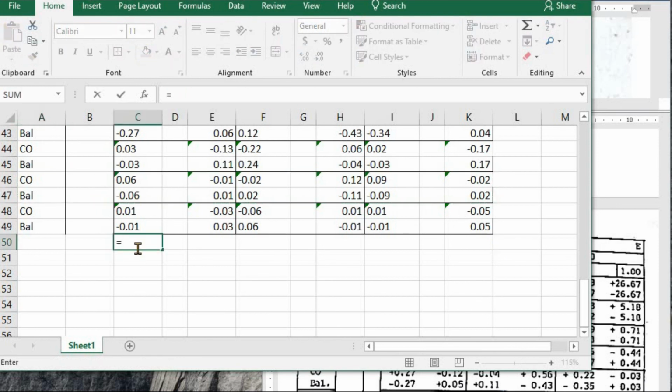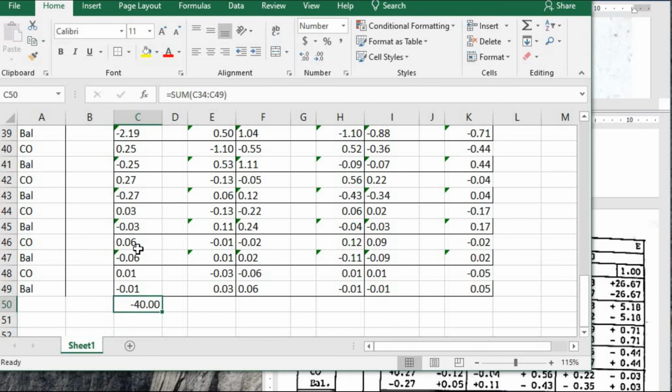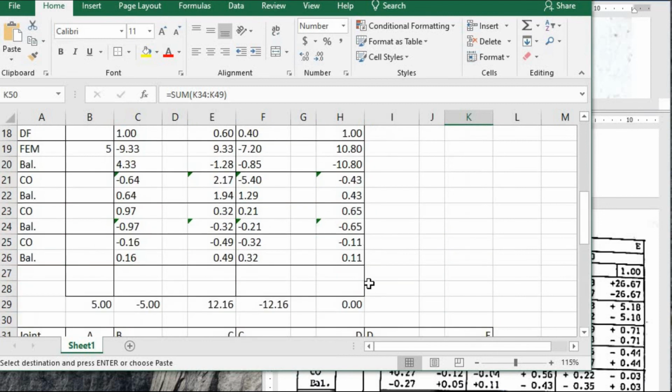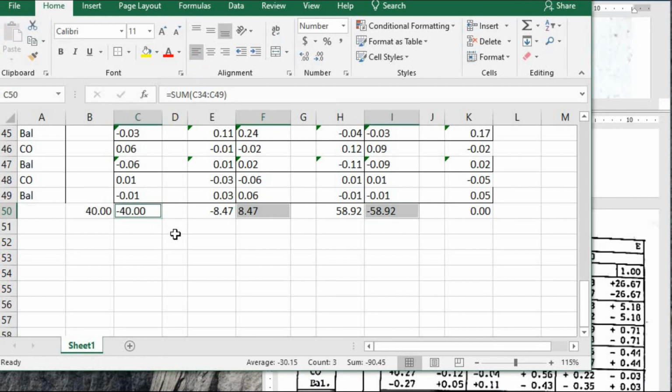Okay, so now we can total. So equal sign and then sum. Highlight all of that, up to the fixed end moment only. And you have negative 40. Click here too. Then paste, paste, paste, paste, paste. So you will notice that at point D, their moments are equal but opposite in direction. Here at point C too, their moments are equal but opposite in direction. The same goes for point A.